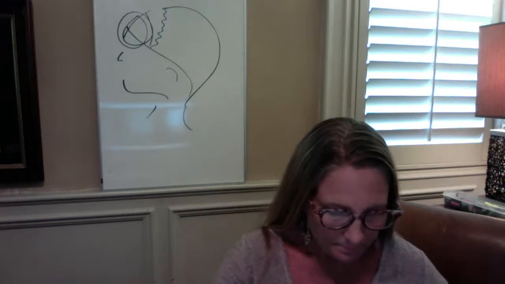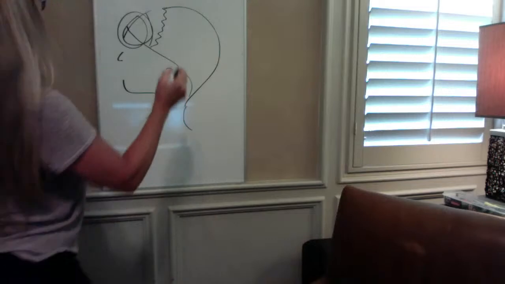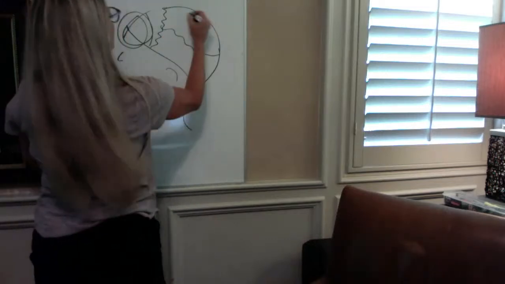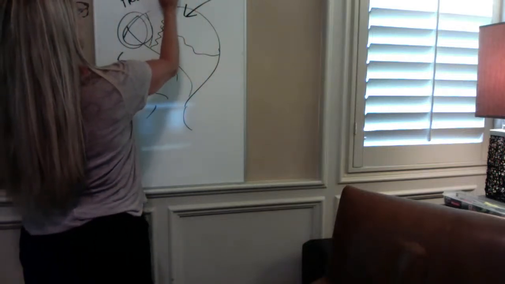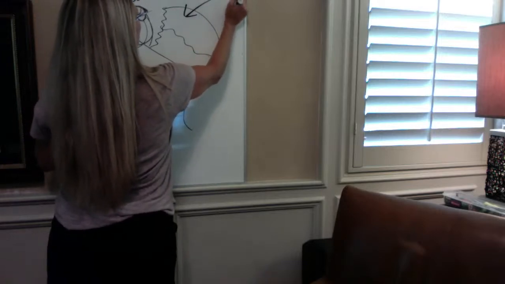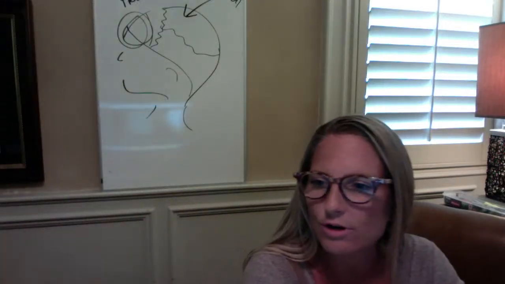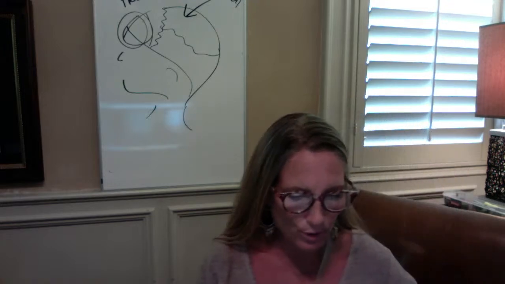And then in the back of the head, you've got this bone right here. So we have the frontalis or frontal bone, and this one right here is called the parietal, P-A-R-I-E-T-A-L. Oops, can't see my drawing. Let me type it. Parietal. I typed it in the chat box for you.